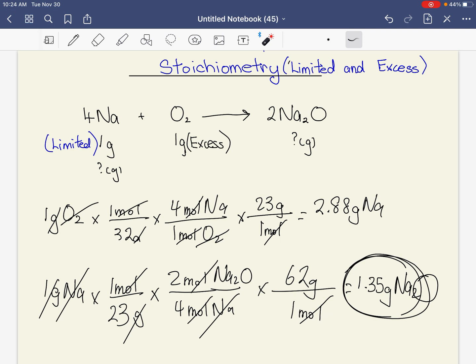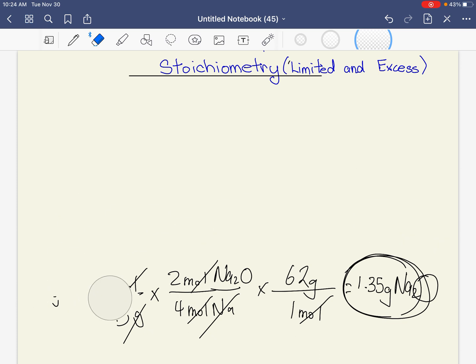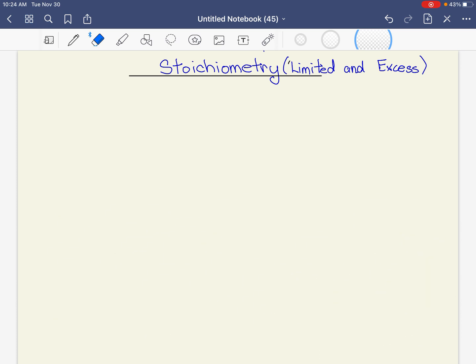So that's limited and excess reagent. All right? So let's do one more example, and hopefully you guys have this down pat. Let's change it up a little bit.